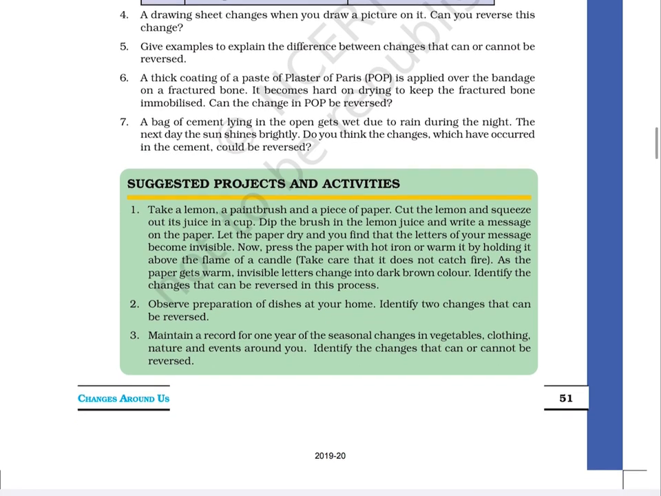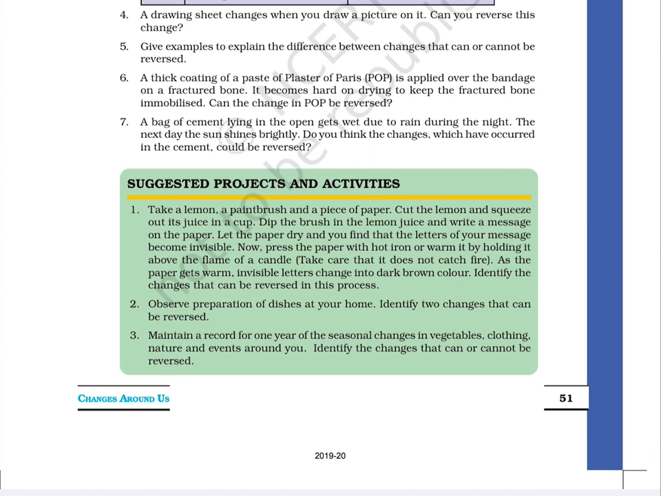Suggested projects and activities. 1. Take a lemon, a paintbrush and a piece of paper. Cut the lemon and squeeze out its juice in a cup. Dip the brush in the lemon juice and write a message on the paper. Let the paper dry and you find that the letters of your message become invisible.